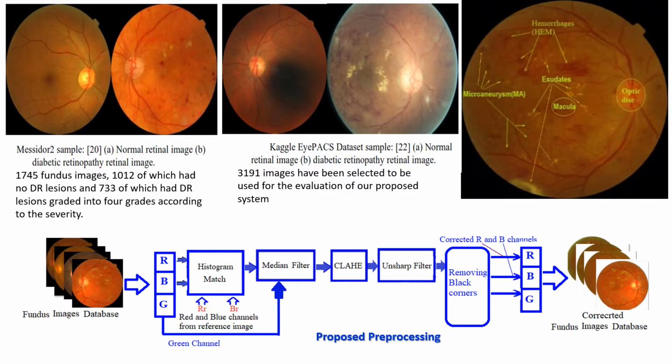In this slide, we show samples from two different databases. The first one is Messidor 2, and the second one is the Kaggle APTOS database. The first one, Messidor, has 1,745 fundus images, and from Kaggle, 3,191 images.